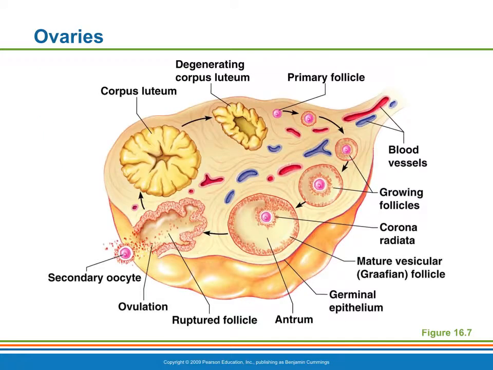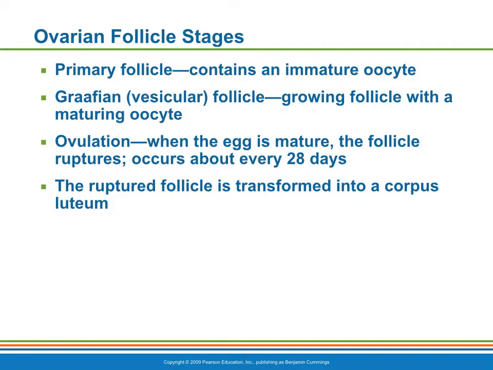Okay. Now, as you can see here, this would be the cycle that's going to occur. It starts out with the primary follicle. As it matures, it grows, and then it has ovulation when it actually leaves the ovary and finds its way to the opening of the fallopian tube. Now there's a primary follicle, it contains the immature oocyte. Then you've got the Graafian follicle, which has this growing, maturing oocyte.